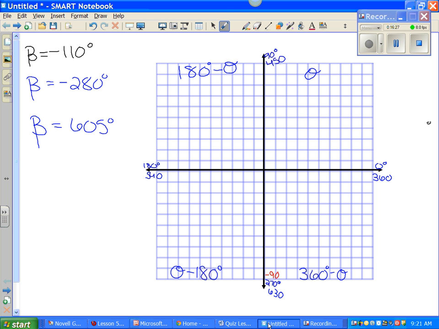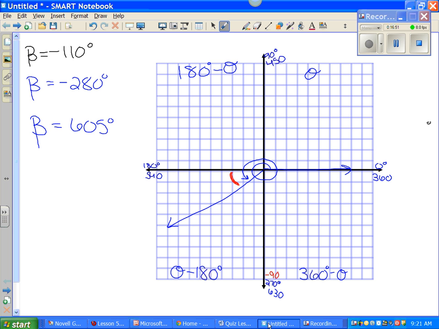Okay, so where is 605 degrees going to go? Good. Somewhere in this third quadrant, and I know that I'm going to go around one whole time and then some. So my reference angle is right here. We just need to figure out how to get it.